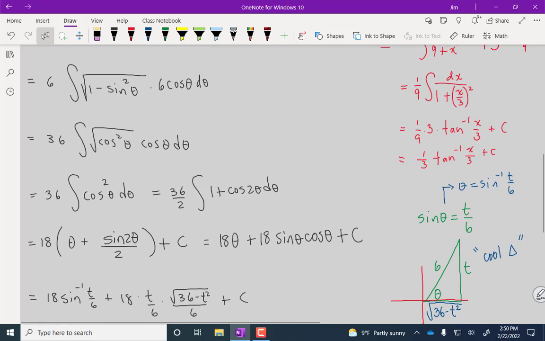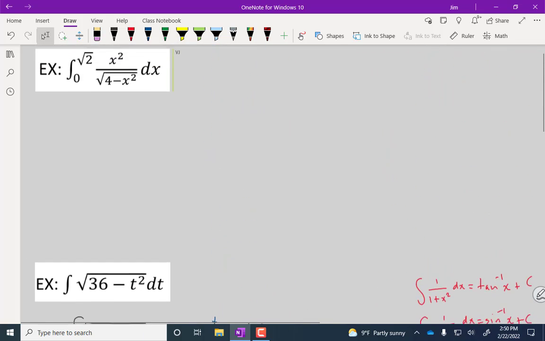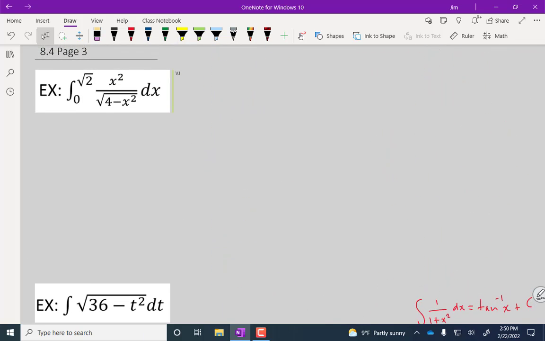So let's do another one. Let's do the one at the top. So you can do a definite integral or an indefinite integral. You can do a definite or an indefinite. This one's a definite, so let's go ahead and do this.